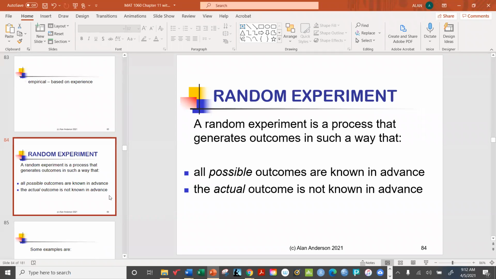So the random experiment is conducted in such a way that all the possible outcomes are known in advance, but the actual outcome is not known in advance. So in other words, we know what could happen, but we don't know what actually will happen.